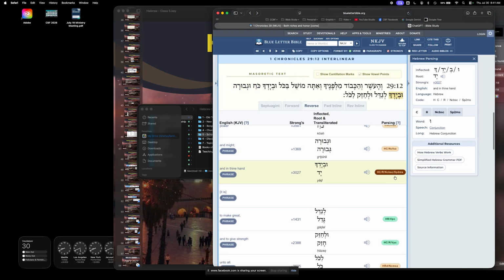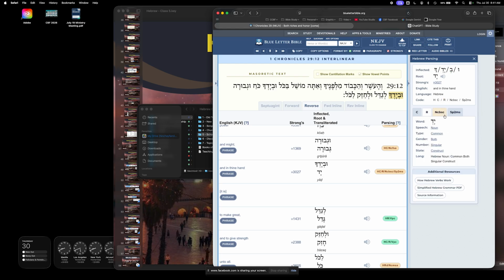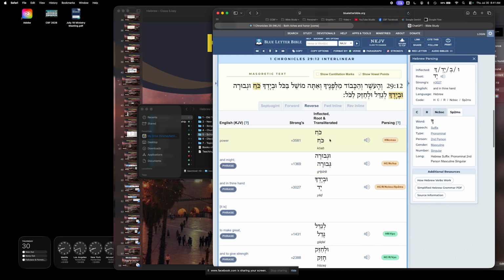But notice our grammar is where there's a lot of work. There are four different aspects to this one word. You have the conjunction "and," you have the preposition bet. It's the inseparable preposition, connected to the noun hand. The bet means "in." Then you have the word hand, and then you have the pronominal suffix, second person masculine singular, "your." So "and in your hand" is just baked into that one Hebrew word. There's a lot going on there, but it just means "and in your hand." What's in his hand? Might and power.